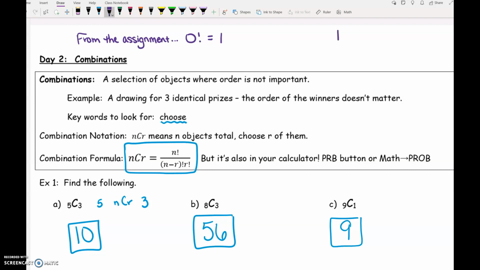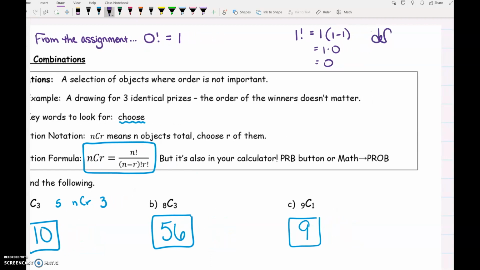Honestly, this is kind of a quirk in math. According to the formula for factorials, 1 factorial should be 1 times 1 minus 1 all the way down to 1. Well, 1 minus 1 is 0, so this would be 1 times 0, which would be 0. And 1 factorial can't be 0, so this is a contradiction in math. So they basically needed to say, all right, math people, we are going to define 0 factorial as equaling 1.